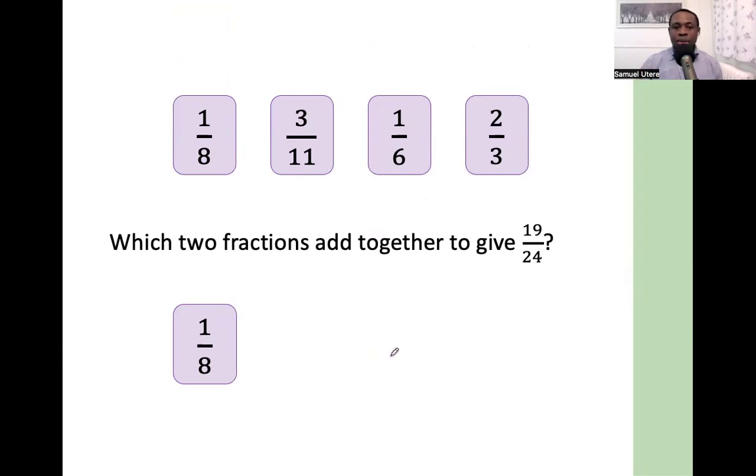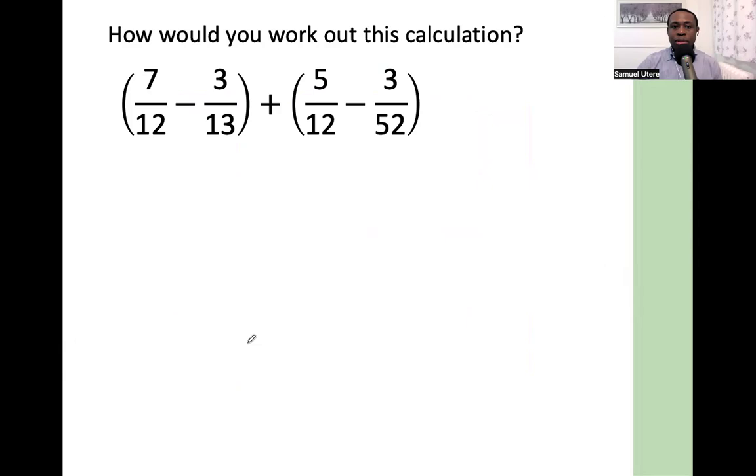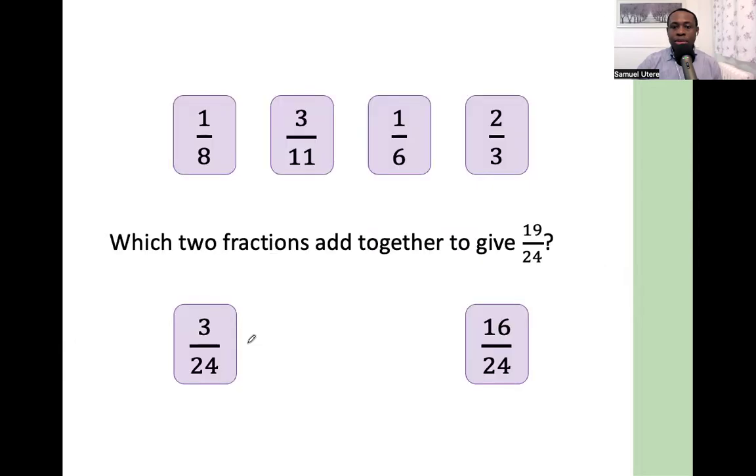So let's try 1/8 and 2/3. Now, if we make them equivalent fractions such that the denominator is 24, we can simply multiply 8 by 3 to get 24, which will give us 3 over 24. And then we can multiply 3 by 8 to change that to its equivalent fraction, 16 over 24. Now when we add 3 and 16, that gives us 19 over 24.